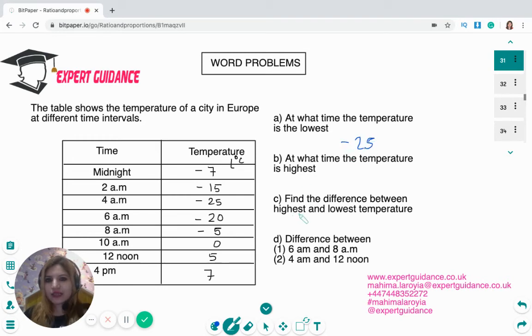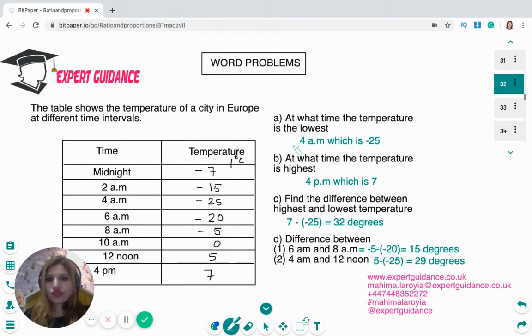At what time is the temperature the highest? The highest positive value is 7. So the time at which the temperature is lowest is 4 a.m. The highest is 4 p.m., which is 7. Next is find the difference between the highest and the lowest temperature. Now, which is the highest temperature? 7. Then you put a negative sign and then write the lowest temperature, which is minus 25. And you know minus minus becomes plus, so the answer is 32 degrees.